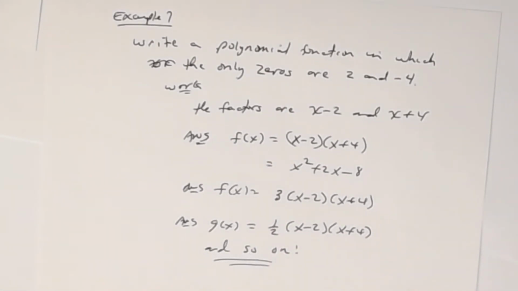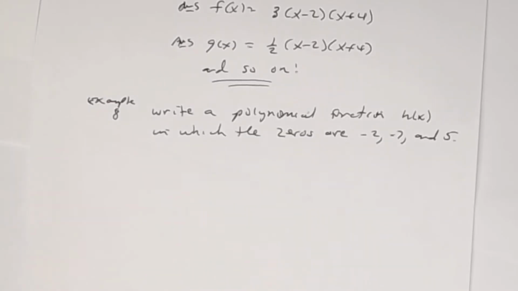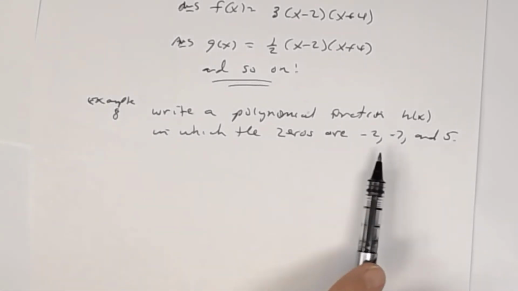Example 6. I'm sorry. Example 8. Okay, example 8, write a polynomial function h of x. So this time I'm telling you what notation to use, in which the zeros are -2, -7, and 5. So this time you have 3 zeros.